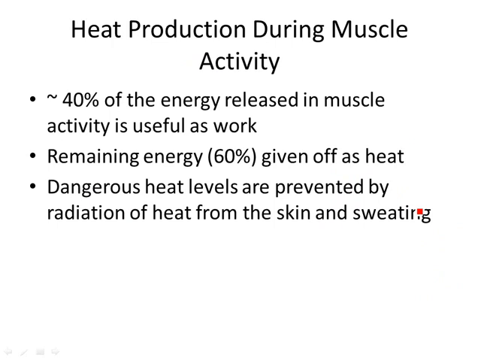You're making heat. So 40% of the energy that your muscle uses is actually work, but 60% is heat. That's why you get so hot when you work out. You're generating heat, okay? What do we do to stop ourselves from overheating? We sweat. All right, so we radiate that heat and bring our temperature down. So we're really not very efficient.